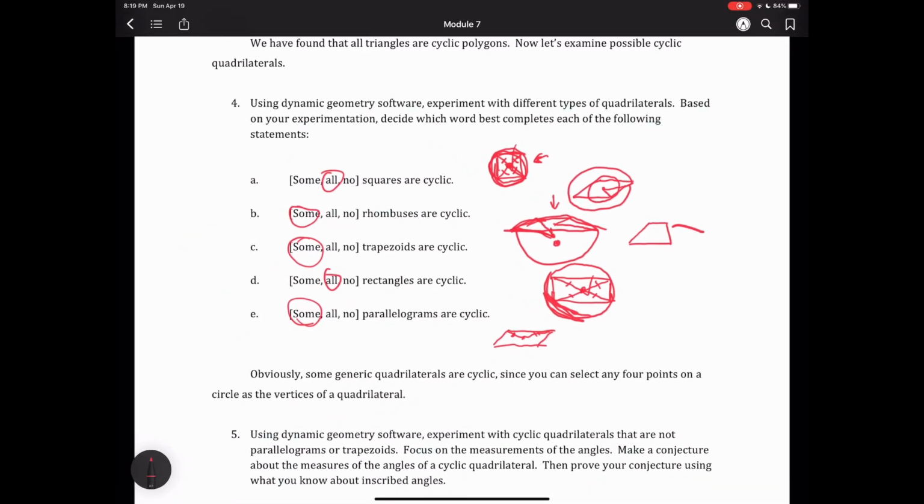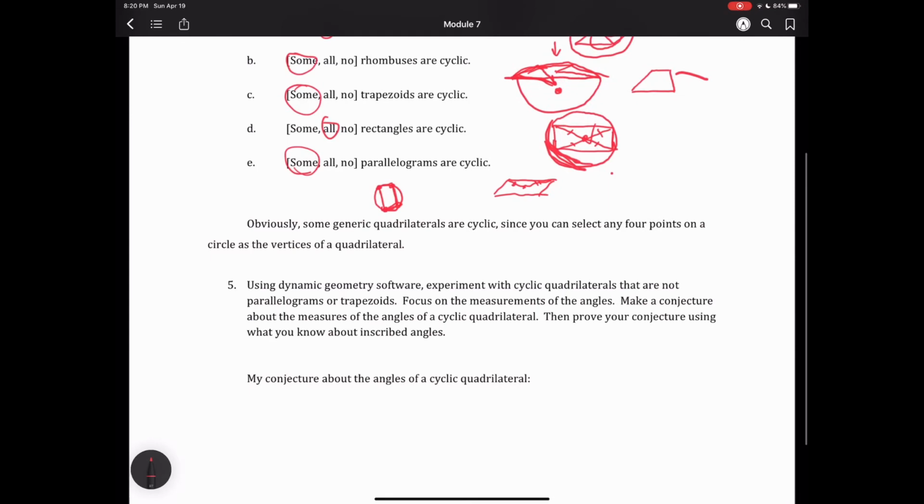So some generic quadrilaterals are cyclic, and since you can select any 4 points on a circle as the vertices of a quadrilateral, right? So let's say we start with a circle and we say point 1, point 2, point 3, point 4. That's going to be a quadrilateral that we chose from 4 random points on our circle, okay? So some are just true by the nature of that.